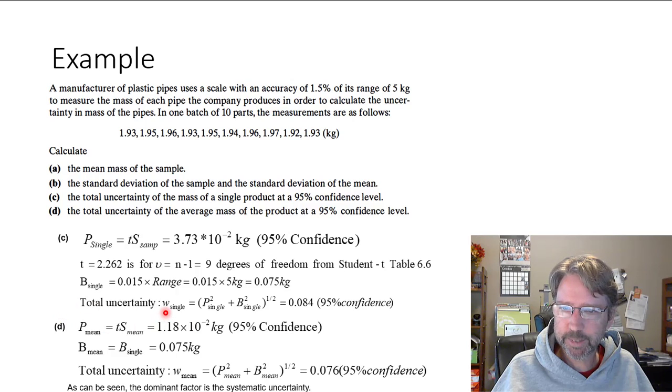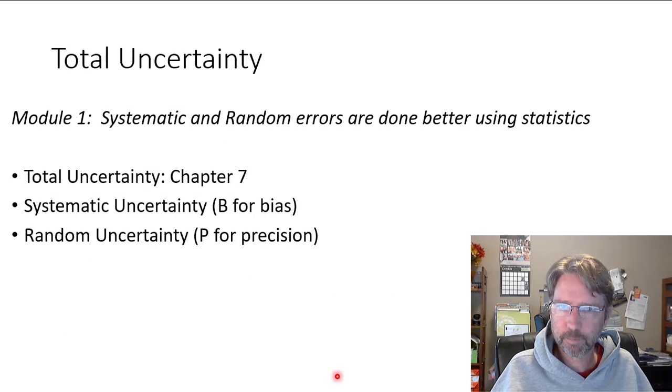Total uncertainty in a single measurement uses P for single and the same B, and we get 0.084. So a little bit higher uncertainty in a single measurement, where if we take 10 and average, we're a little less uncertain. Okay, so just a reminder of the terminology we're using here.